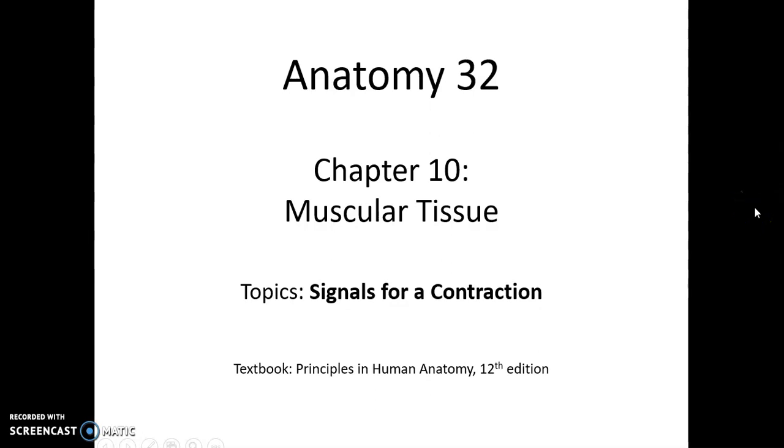Anatomy 32, Chapter 10, Muscular Tissue. Topics: Signals for a contraction.